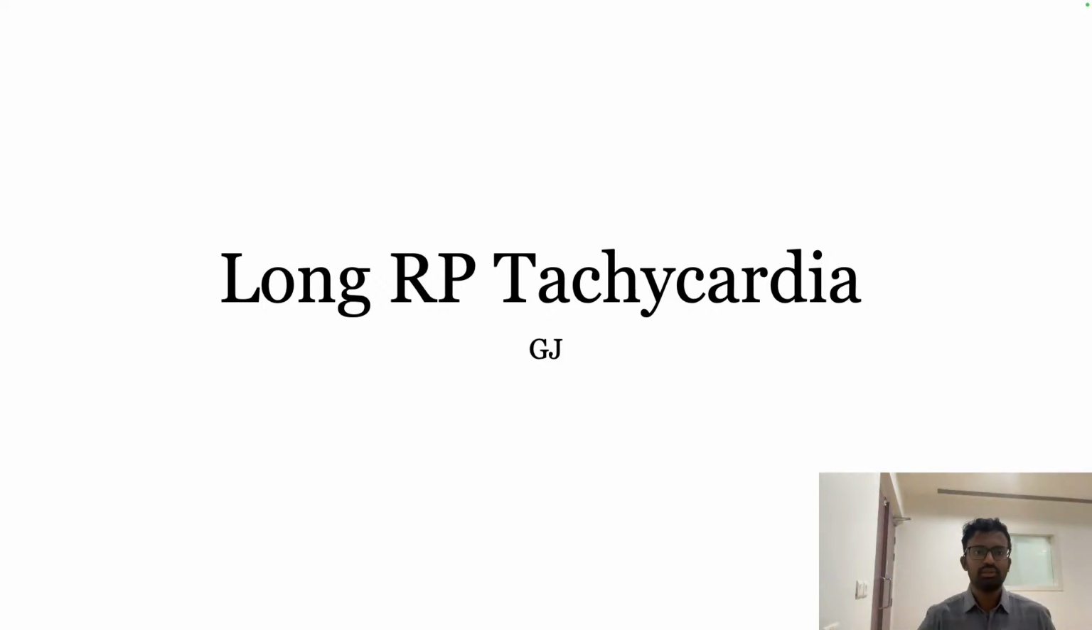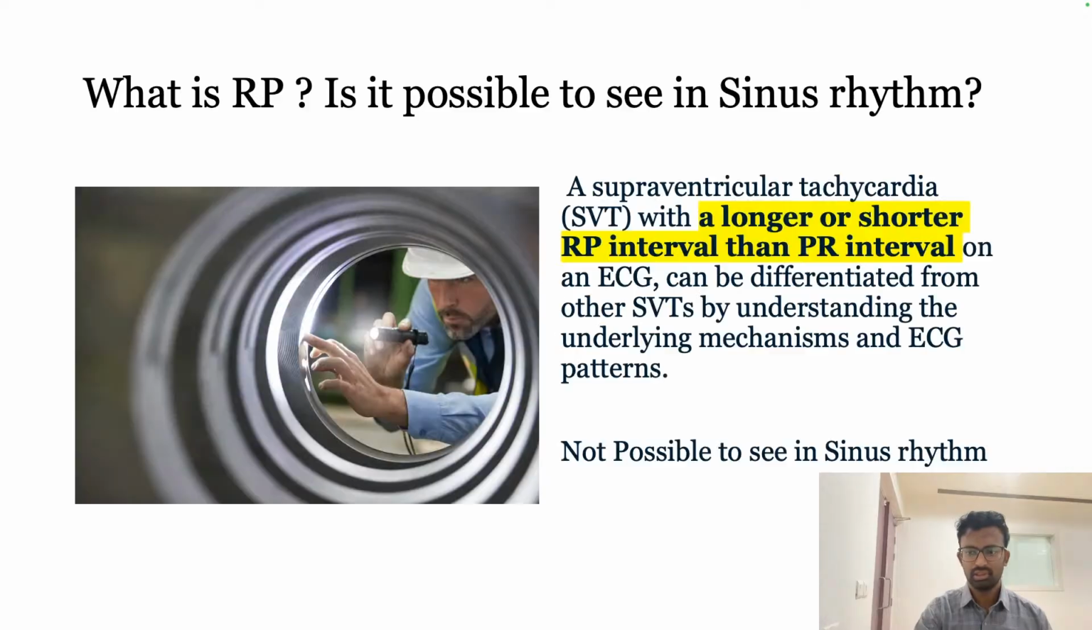Good morning. Today we are going to talk about long RP tachycardia and how to diagnose it in ECG as well as EGM, and then how to interpret EGMs with a diagnostic maneuver in an EP lab. So what is long RP tachycardia? What is RP? Is it possible to see it in sinus rhythm?